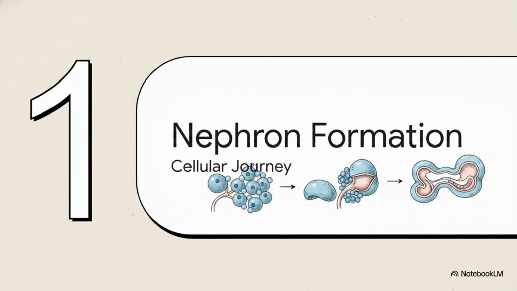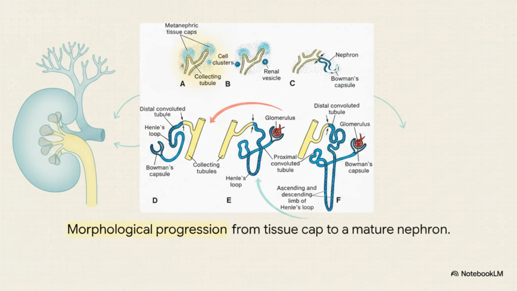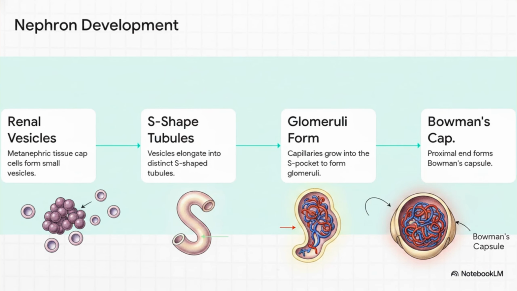Section 1, formation of the nephron. Take a look at this progression. It's kind of like a giant puzzle coming together. If you check out the early stages on the top left, notice how each newly formed collecting tubule, which is in yellow, is distinctly covered by that blue cluster of cells. That right there is the metanephric tissue cap. This exact physical relationship between the tubule and the tissue cap is literally the foundational starting point for building a working kidney. So, let's break this transformation down step by step.